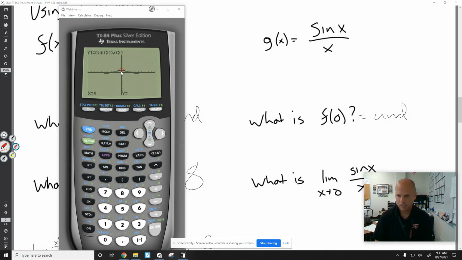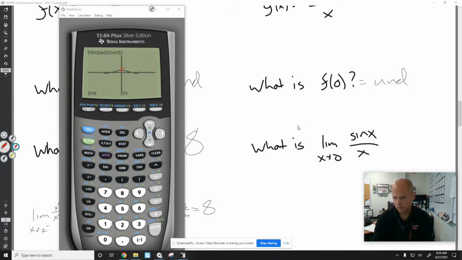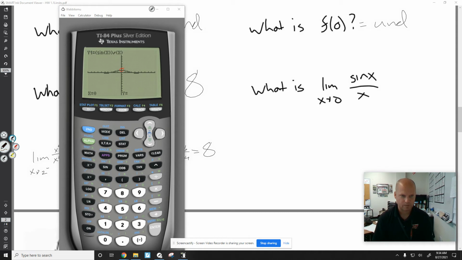It looks like I have a location of that hole. I can be approaching that location, so I'll have a limit. Let me show you. Like the limit as x approaches 0. We should look to the left of 0. We should look at the right of 0.